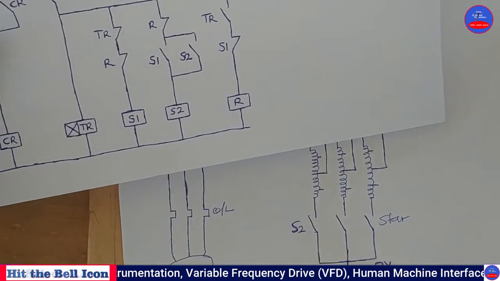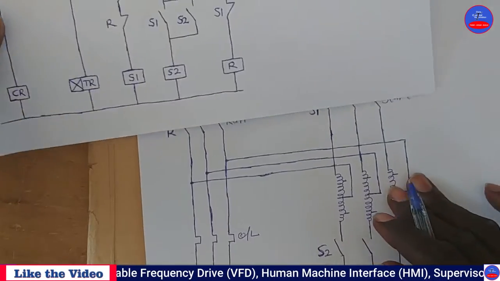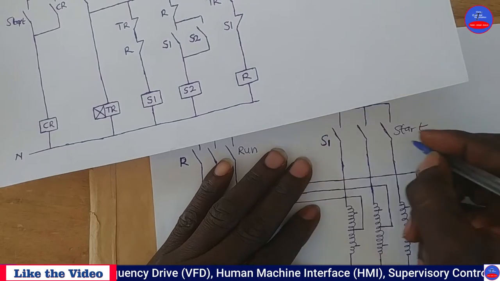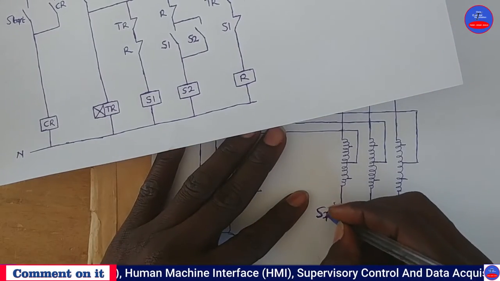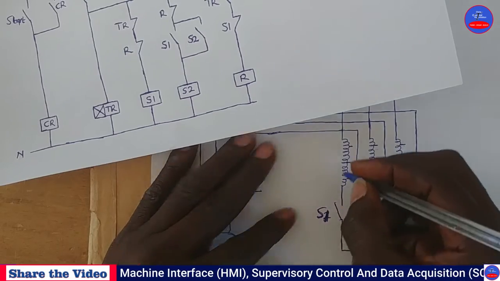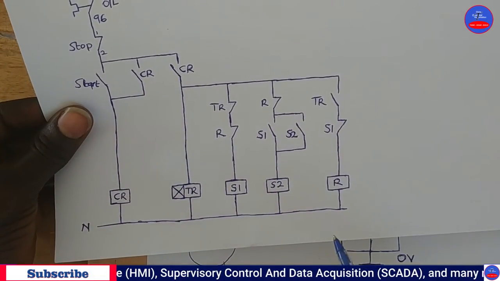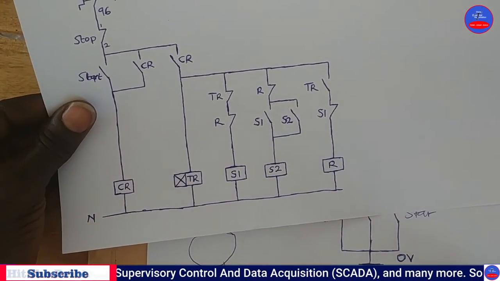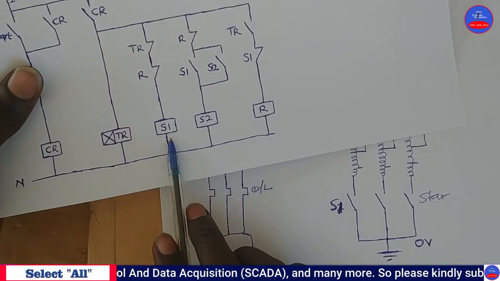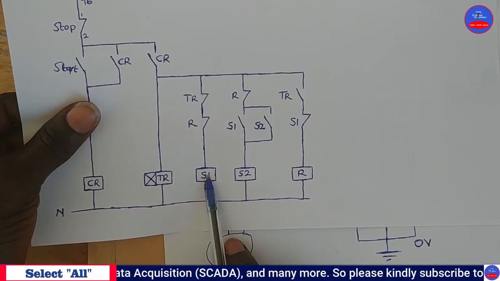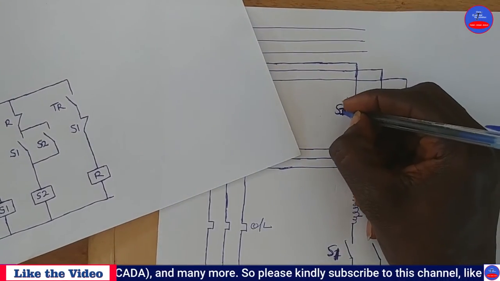All right, so let's change here. Let's make here S2. Then this rather will be our S1, based on the control circuit. So this will be our X1. This is the S1. So this will be our S1, and then this will be our S2. So please kindly pay attention.